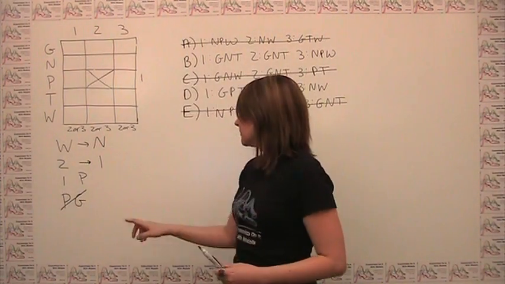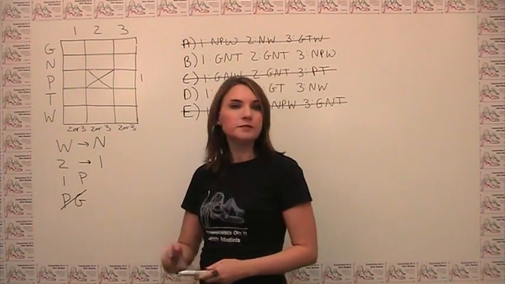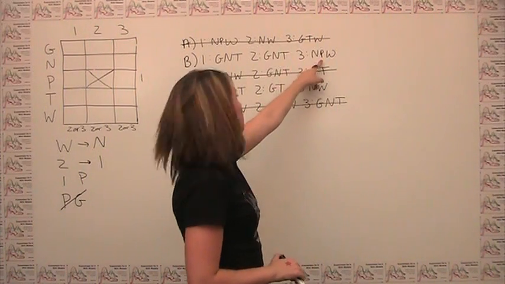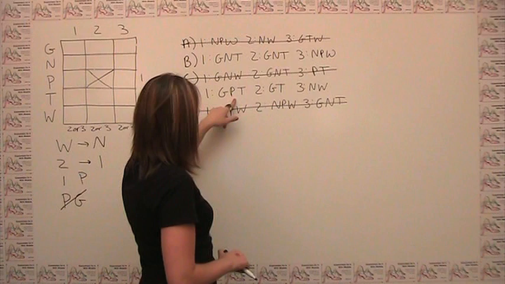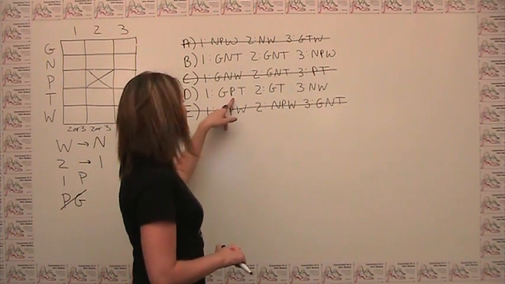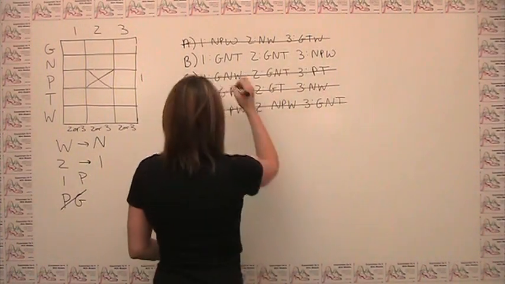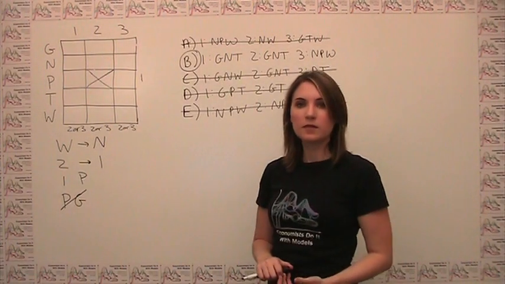We have one rule left to check, and that's that plastic and glass cannot go together. So here we only see plastic at center 3, and there's no glass, so that satisfies the rule. Here, on the other hand, in choice D, we see plastic at center 1, and we also see glass. So this rule gets broken, and the only answer choice left is choice B.